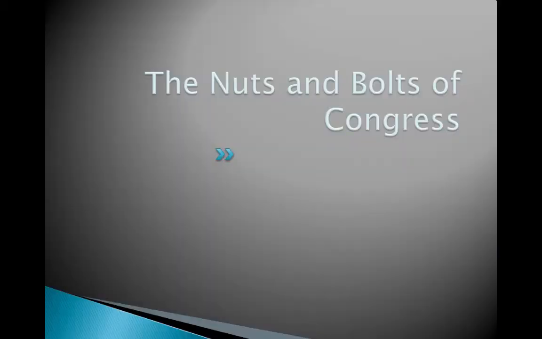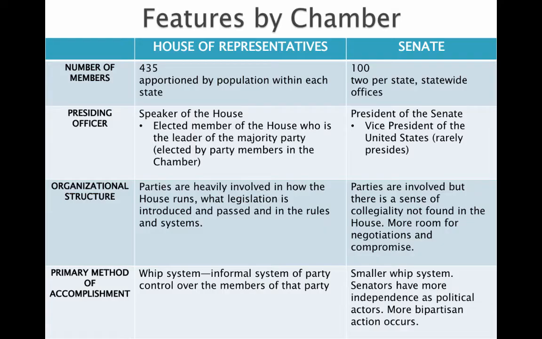So the first thing we're going to do is talk about the nuts and bolts of Congress. How does it work? What are some of the key features? And how can we differentiate the two branches? And in fact, that's where we'll start. There are some features of each chamber that are different. So remember, we have two chambers.